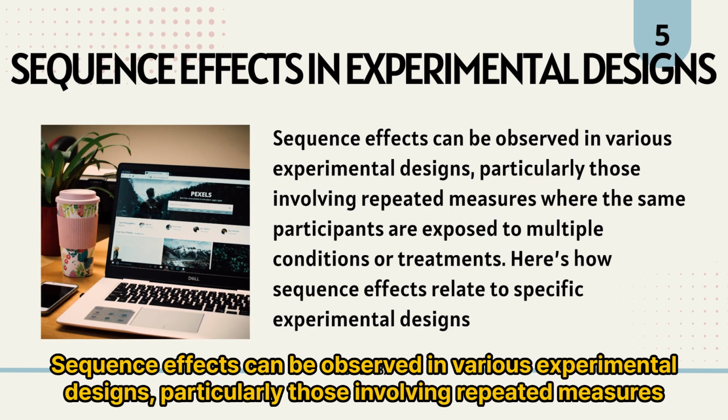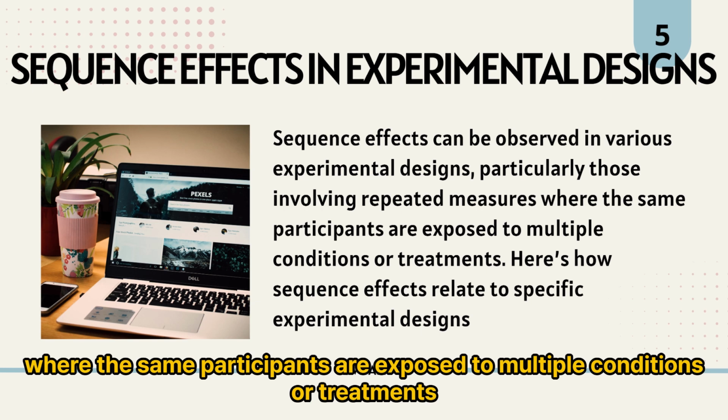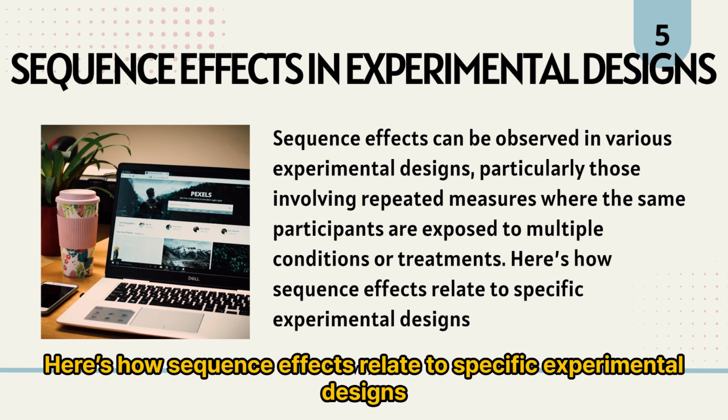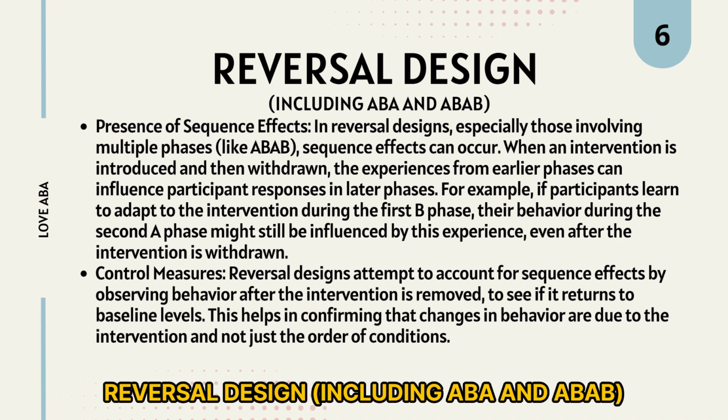Sequence effects can be observed in various experimental designs, particularly those involving repeated measures, where the same participants are exposed to multiple conditions or treatments. Here's how sequence effects relate to specific experimental designs. Reversal design, including ABA and ABAB.